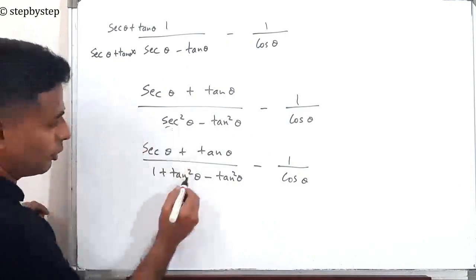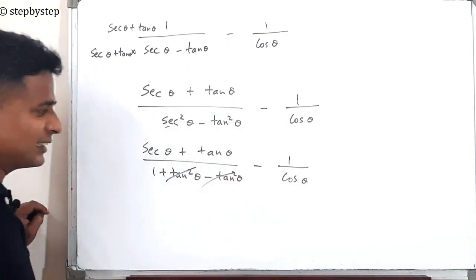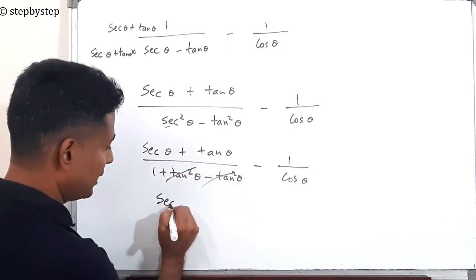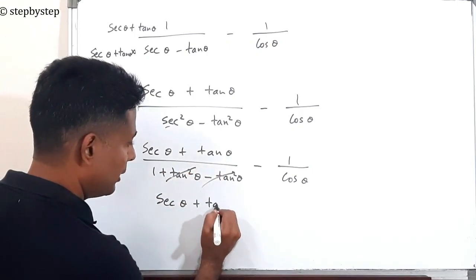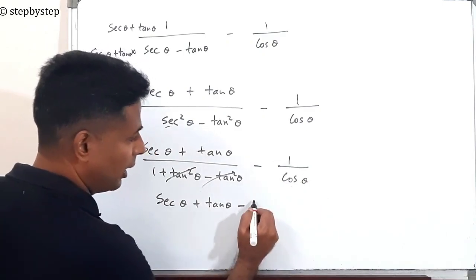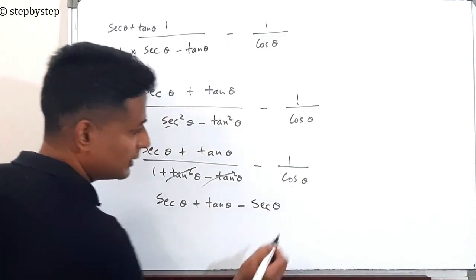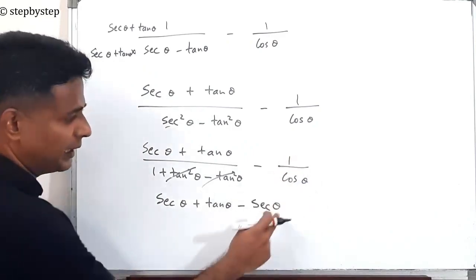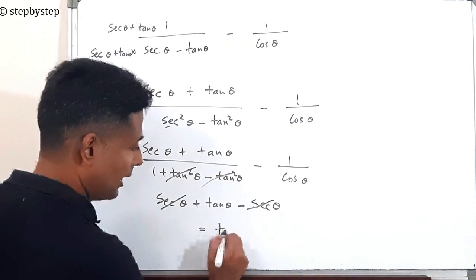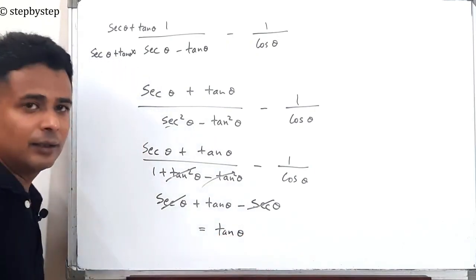So this is the trick you have to remember. Plus tan square minus tan square will cancel. It will become secant theta plus tan theta by 1, which is nothing but secant theta plus tan theta, and if I bring cos theta up, it becomes minus secant, since cos theta becomes secant theta when it comes up. Now plus secant theta minus secant theta cancels, and the answer is tan theta.